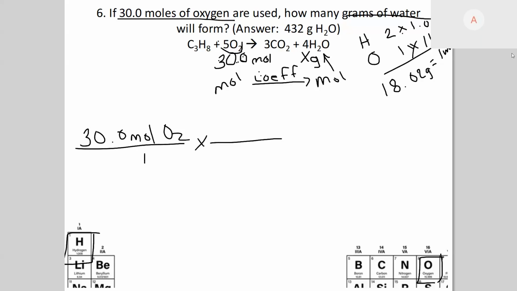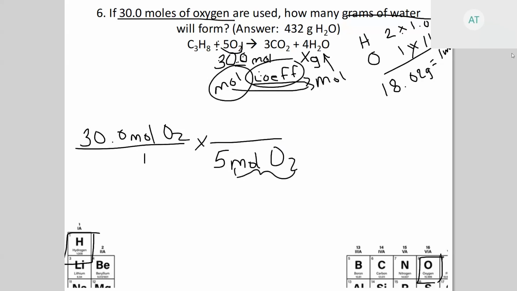Would it be 5 moles O2? Yep, because that's the coefficient. Focus on the units first, that moles of O2. We are right here in our plan. We're going to go from moles to moles. To do that, we're going to use coefficients, which is why you went with the 5. We're going to the H2O. What's the coefficient of H2O? 4 moles. 4 moles of H2O, that's right.